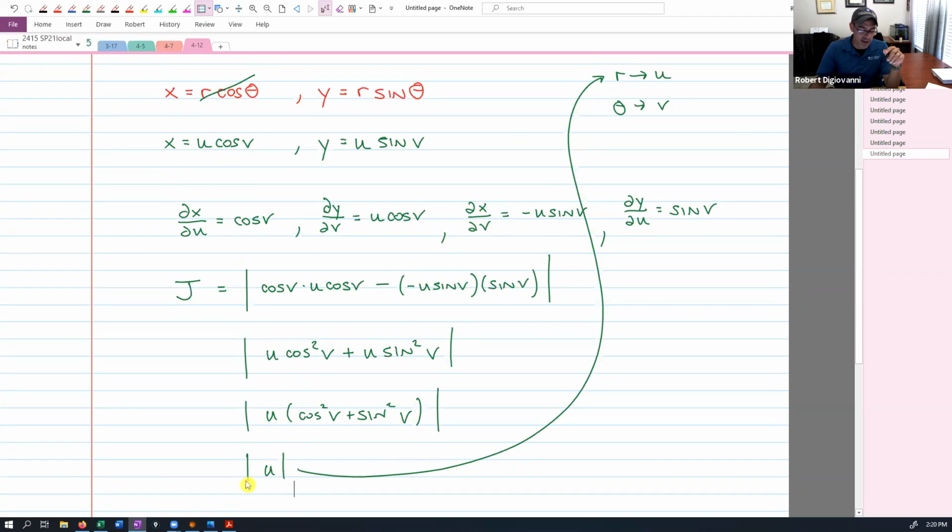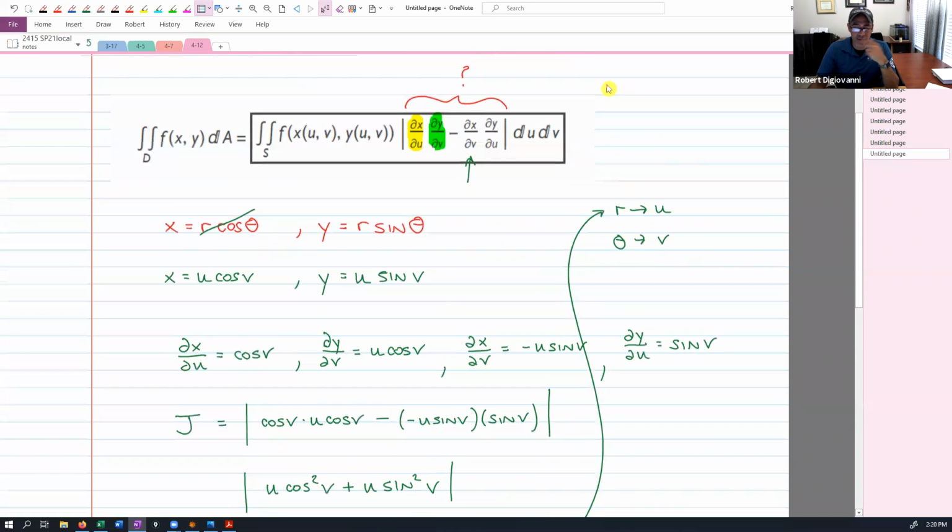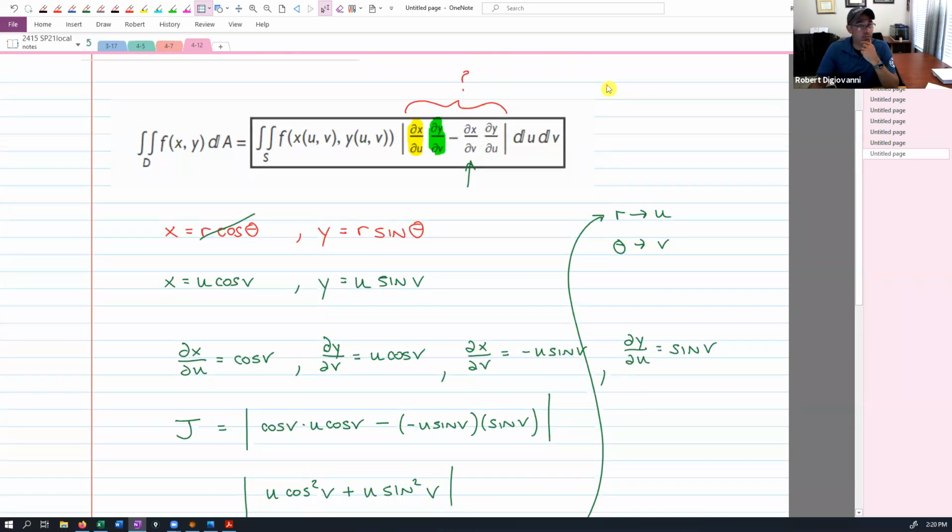And the reason I don't need the absolute value is because when we're talking about r in this conversion, the radius is always positive. So I don't need to consider a negative. So that's it. That's where it comes from.